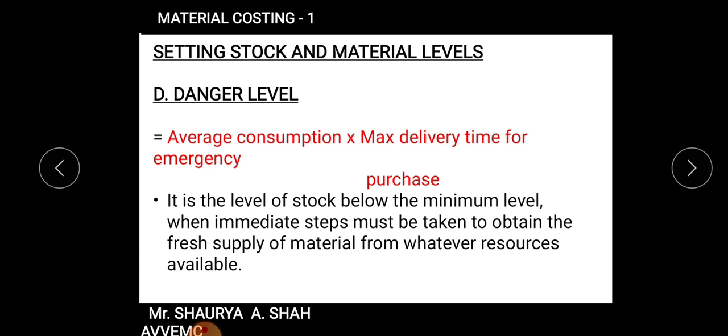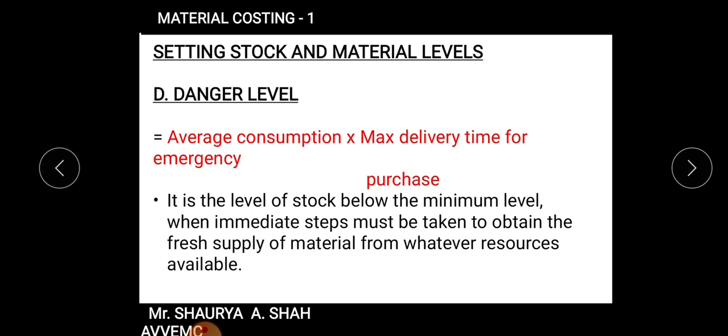If I say that my purchase will take 25 days to deliver, as we saw in the last example, but what is the emergency purchase? Tomorrow if I want, or day after tomorrow if I want. So in how many days I can get the purchased material in my factory? So that will give me the maximum delivery time for emergency purchase.